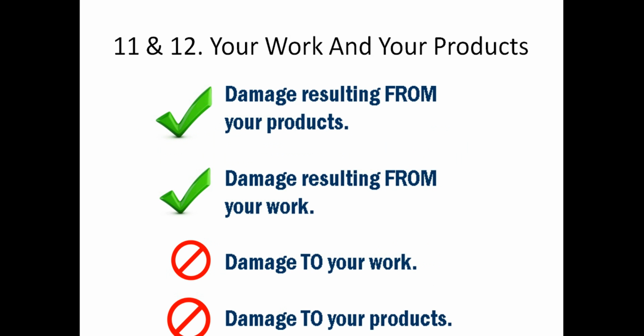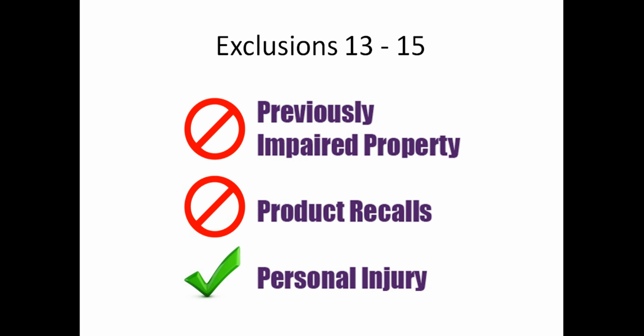Does not cover your work or your products. And what I mean by that, it only covers damage that results from your work or from your products. It does not cover damage to your work or to your products. Finally, the last three exclusions. It's not going to cover property damage to property that was already damaged. It's not going to cover your product recalls. And then finally, they do exclude the personal injury, but then they do end up adding that back later in the policy. So there is personal injury coverage in the policy.